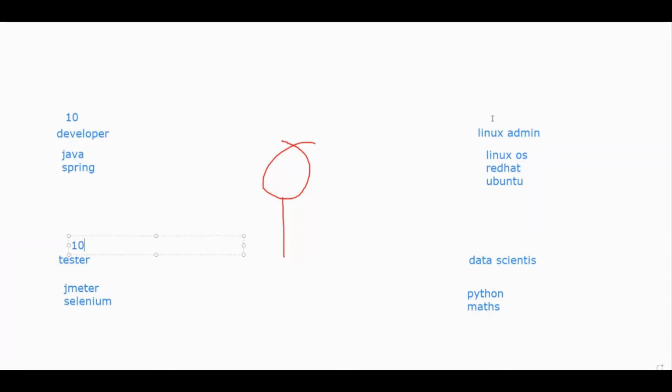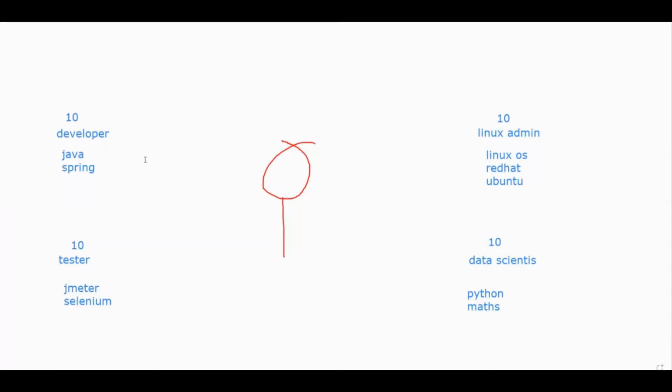Again, the same thing for Linux admin. 10 new joinees came, and 10 new data scientists also came. So if you observe, for a single developer, if you need to set up Java and Spring, how many hours do you need? 1 hour. But in the same case, there are 10 users coming. So how many hours do you need to spend? That means a whole day of his working day.